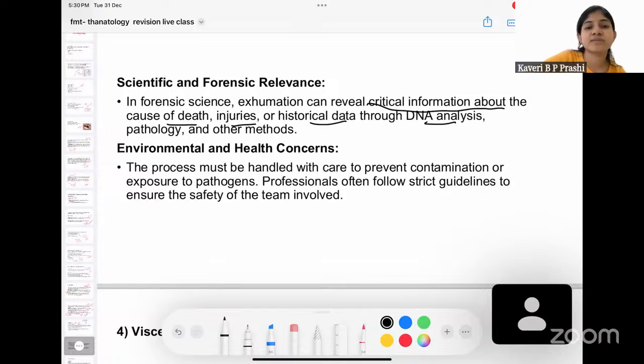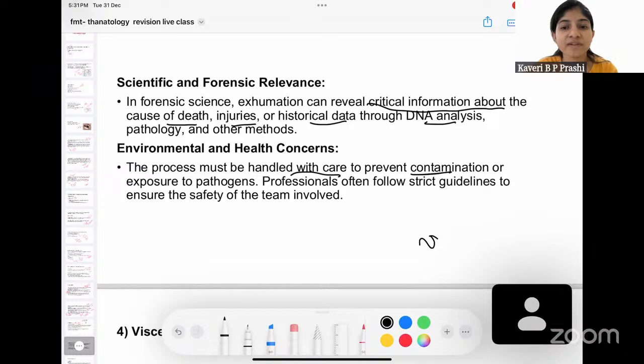The process must be handled with care to prevent contamination or exposure to pathogens. For example, remember, if there is a lot of exposure to pathogens, there might be hastening in the process of degradation and there may not be much clues left. Professionals often follow strict guidelines to ensure the safety of the team involved.